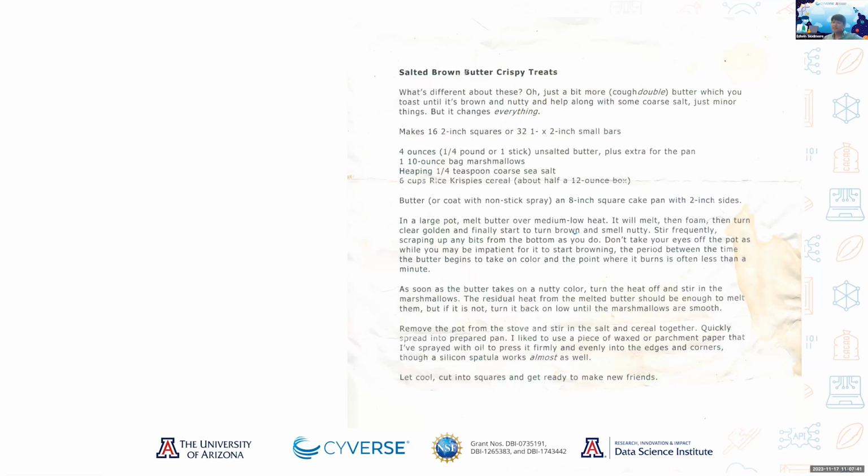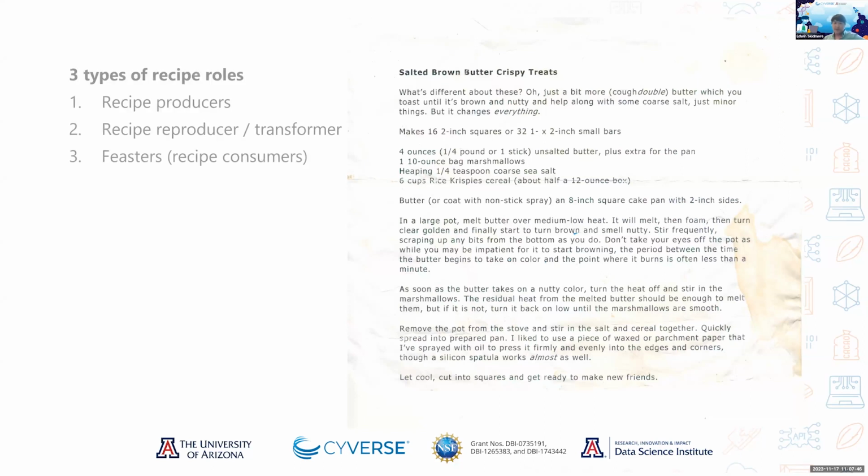So when it comes to cooking and baking, I think there are really three roles, or three types of people in the world. Recipe producers: these are people who have really good talent in creating new recipes. Recipe reproducers, or transformers, if you will: these are people who love to recreate a recipe that someone else made, or even modify it to their own liking. And then recipe feasters: these are people who consume the products and don't necessarily care about how it's made, but they really take joy in eating the products of a recipe.